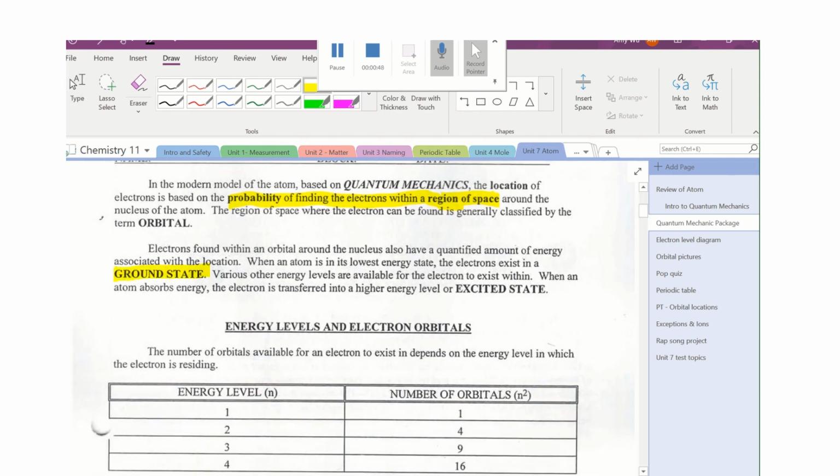Now, I just want to introduce these two terms. The ground state is when the electrons are not excited, they are in their lowest energy state. Sometimes when electrons get excited by absorbing energy, they can transfer to a higher energy level called the excited state, which we'll get to later in the package.